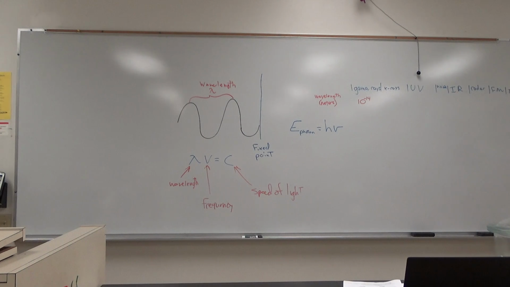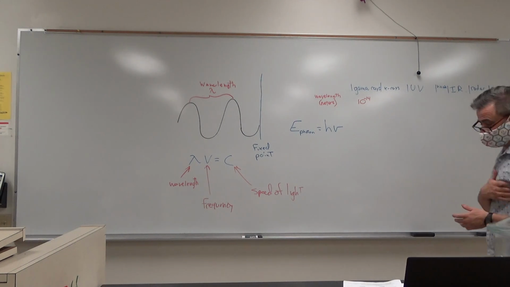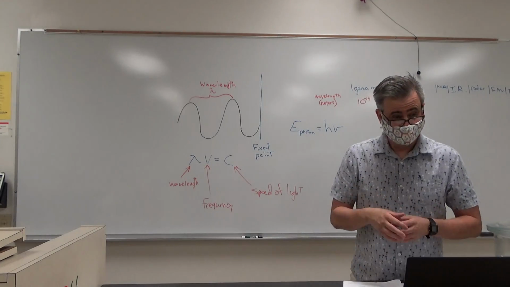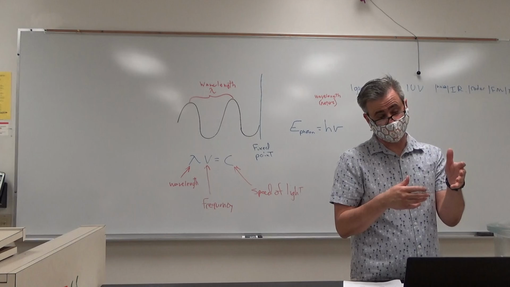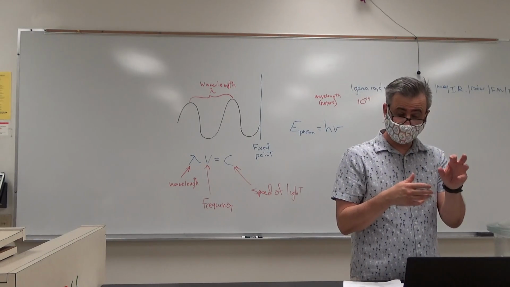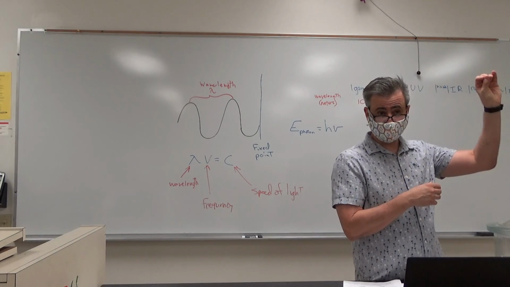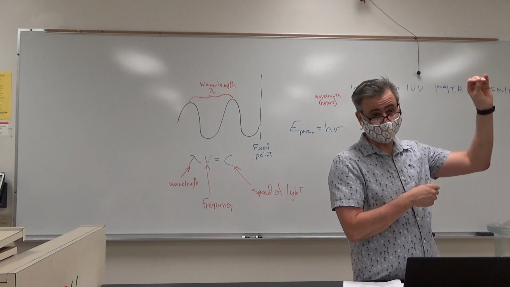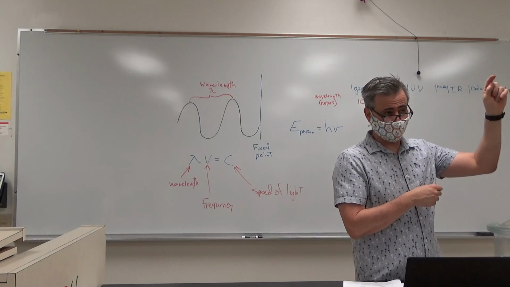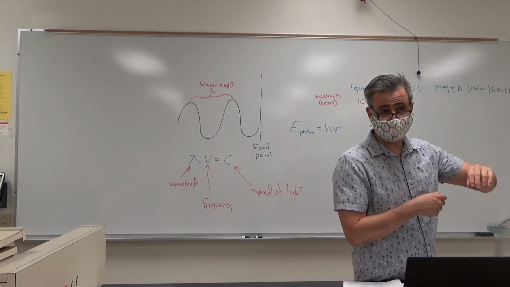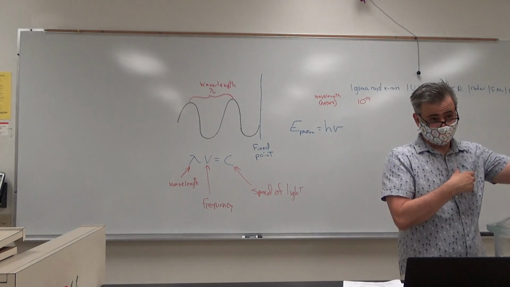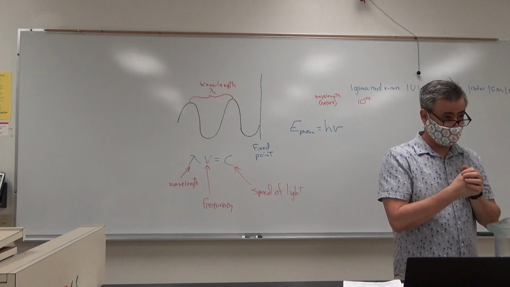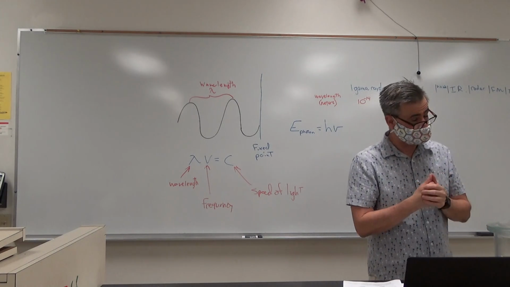There are certain compounds that fluoresce, where they absorb one wavelength of light and actually promote an electron to a higher energy level. And then the electron will fall back down to a different energy level and give off a different wavelength of light. That's the basis of fluorescence.